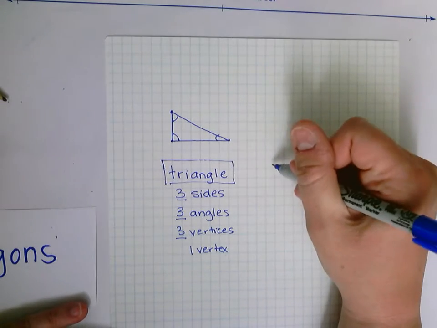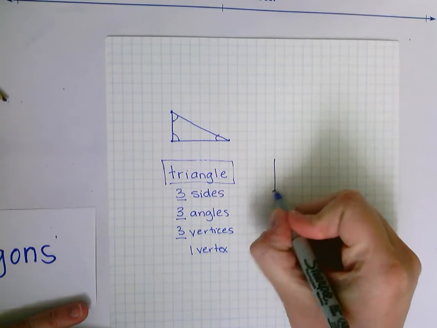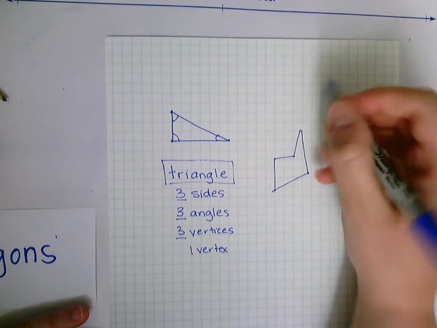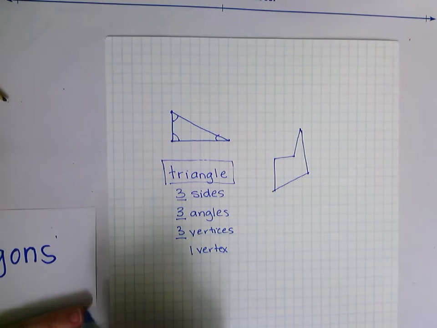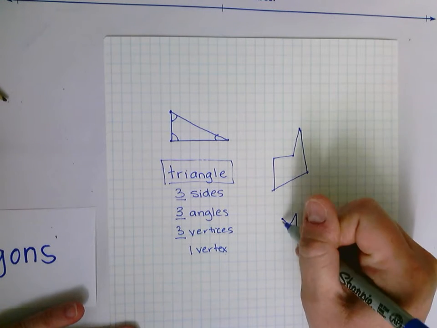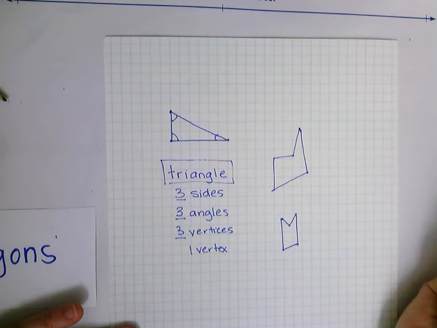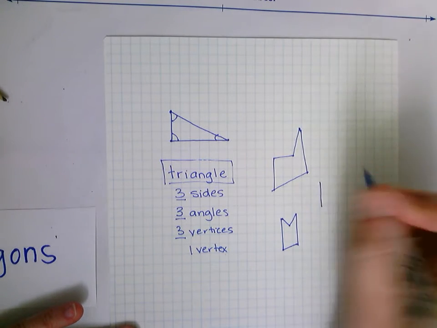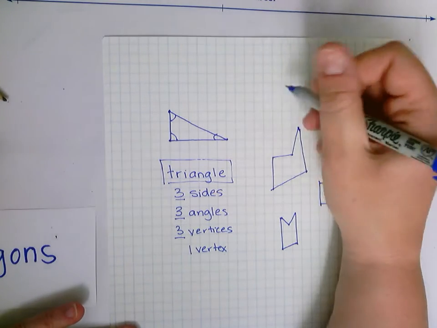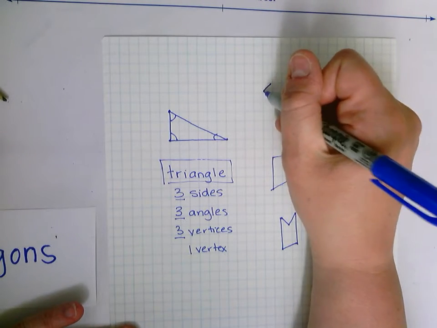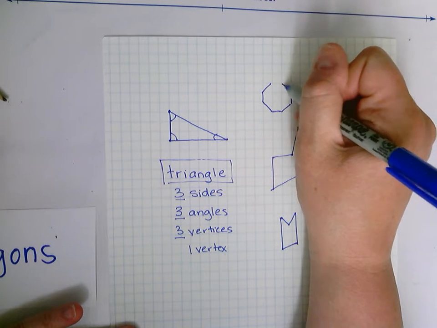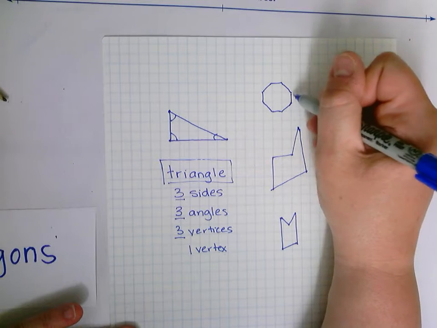A polygon can be any shape that has straight lines that meet together and are closed. So that could be a polygon. This could be a polygon. Square would be a polygon. An octagon would be a polygon. Octagon has 8 sides. Octagon is a polygon.